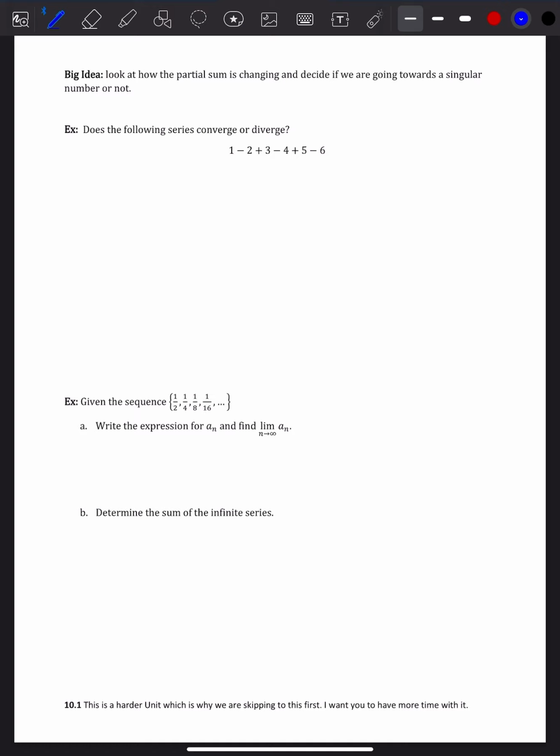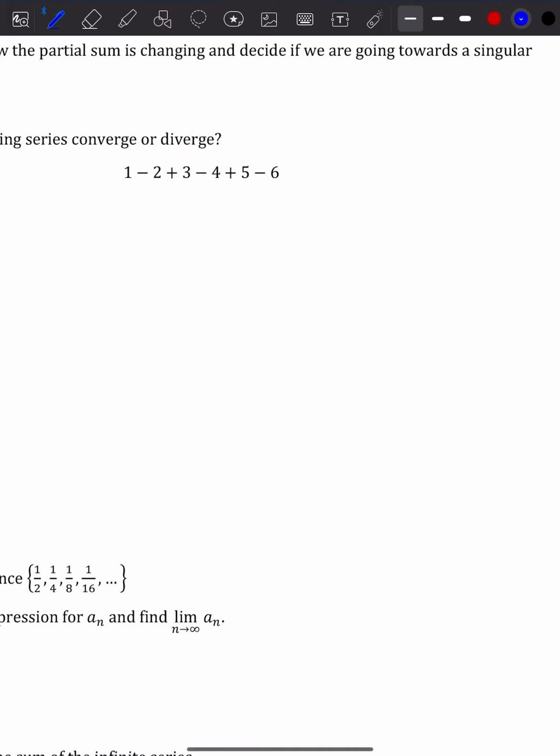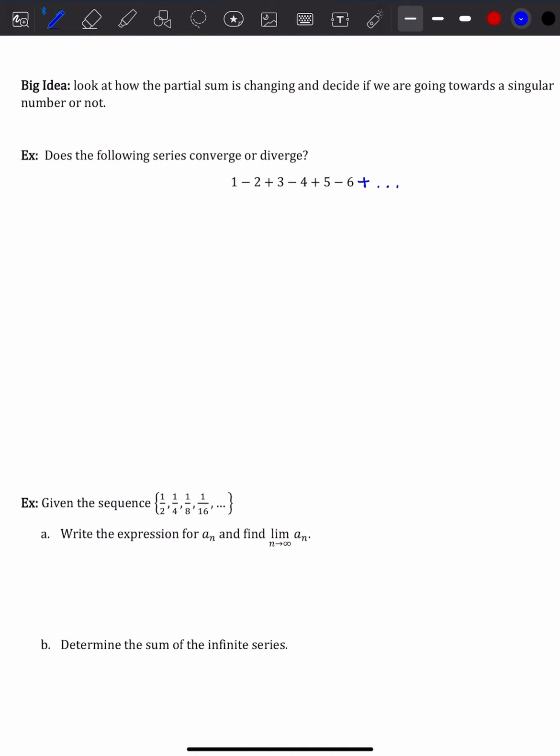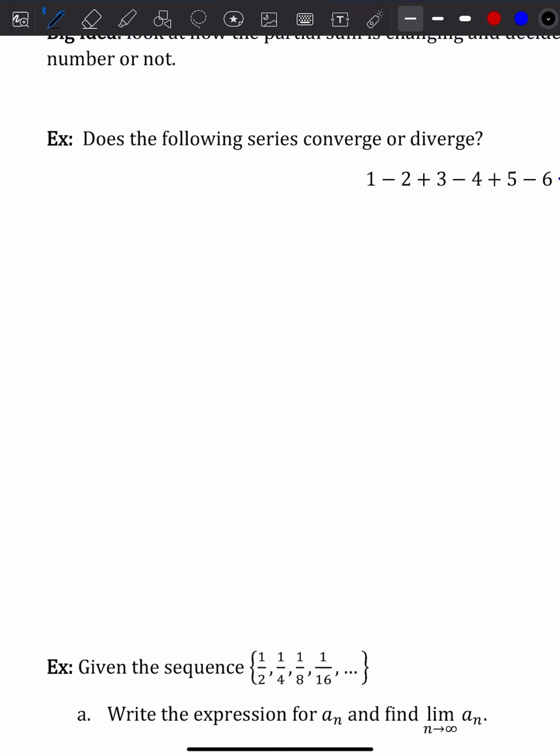So I'm going to fix one thing on here: we're going to add going on towards infinity. So we're going to add a plus dot dot dot. And we're going to do this by looking at these partial sums. So we're going to look at these different partial sums to see if we can find a pattern. So S sub 1 is the first term in our series. This is 1. So S sub 1 is 1, and we're done.